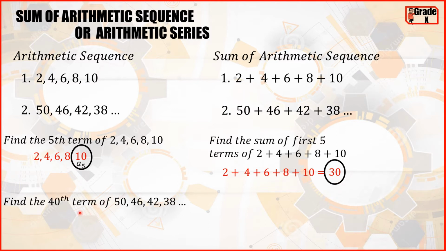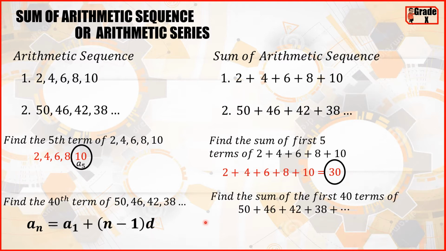Dito naman sa arithmetic sequence, pag kinuha natin yung 40th term of the sequence 50, 46, 42, 38, we're going to use the formula a sub n equals a sub 1 plus the difference of n and 1 times d. Then dito naman sa sum of arithmetic sequence, find the sum of the first 40 terms of 50 plus 46 plus 42 plus 38 and so on. Ang gagamitin nating formula ay S sub n equals n over 2 times 2a sub 1 plus the difference of n and 1 times d.